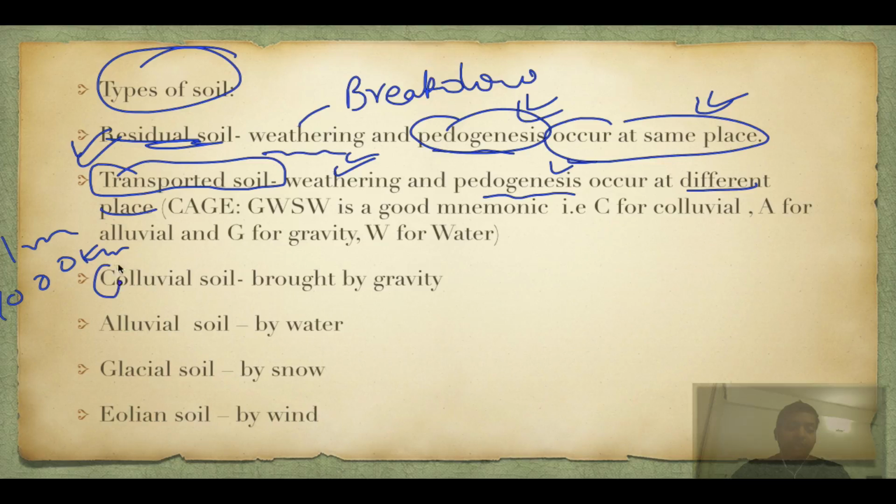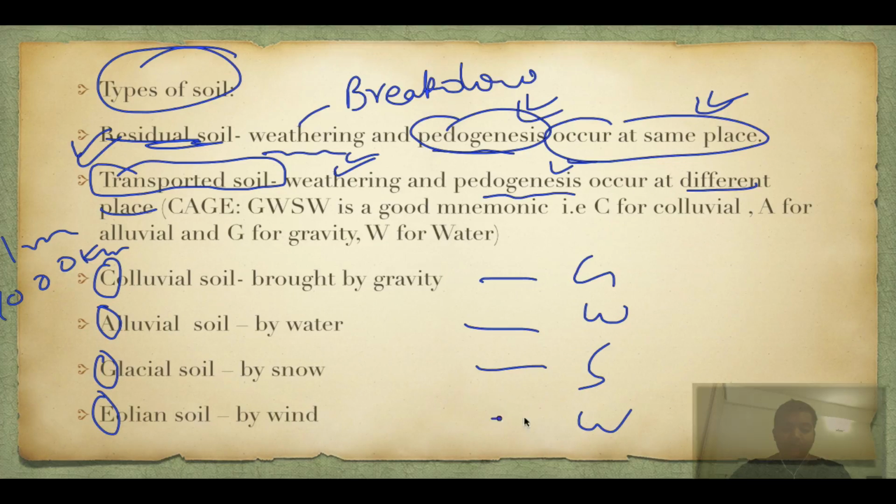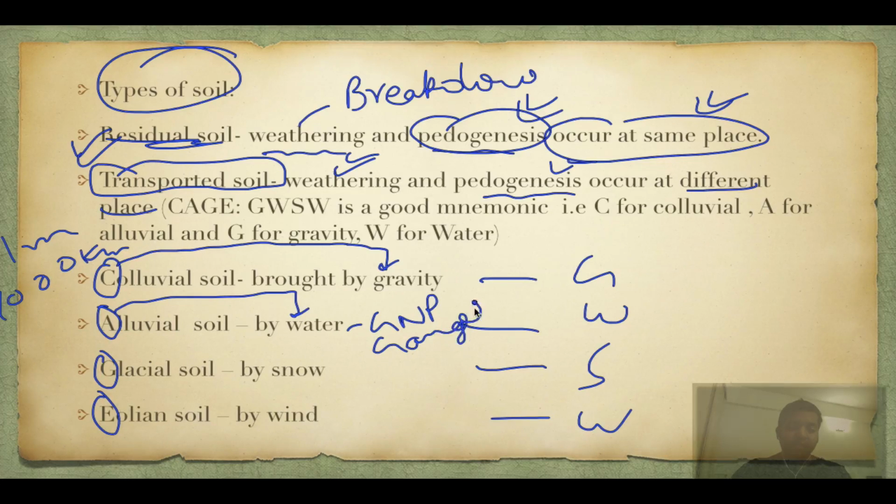So there are colluvial, alluvial, glacial and Eolian, and it is CAGE GW SW. Just remember this, CAGE GW SW. I made this mnemonic as a kid and I still remember it. So colluvial means transferred by gravity along a slope. Alluvial means transferred by water, seen in the Great Northern Plains or Gangetic Basin of India. Glacial obviously means by glaciers, or you can remember by snow. And Eolian means by wind.